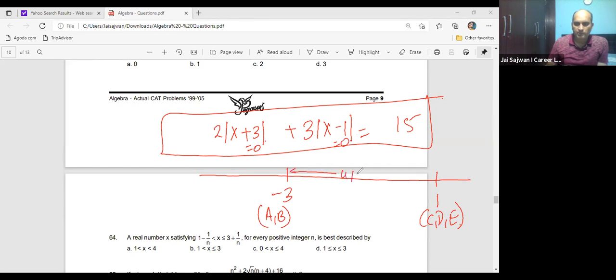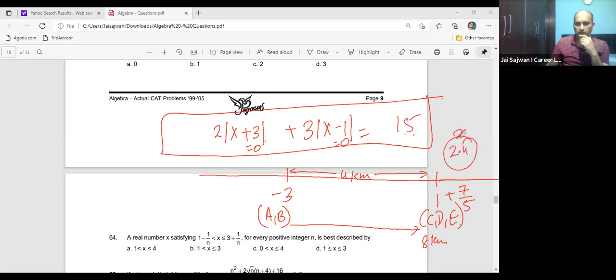The distance between them is 4 kilometers. If these two people go here, they will travel 8 kilometers, and then they will be moving in this direction. 15 kilometers is the distance given. So both of them are going to travel 4, 4, 2 fours are 8, plus 7 is 15. So from 1, these 5 people will travel 7 more. So that is coming out to be 2.4, which is one of the values that will satisfy it. x is equal to 2.4.